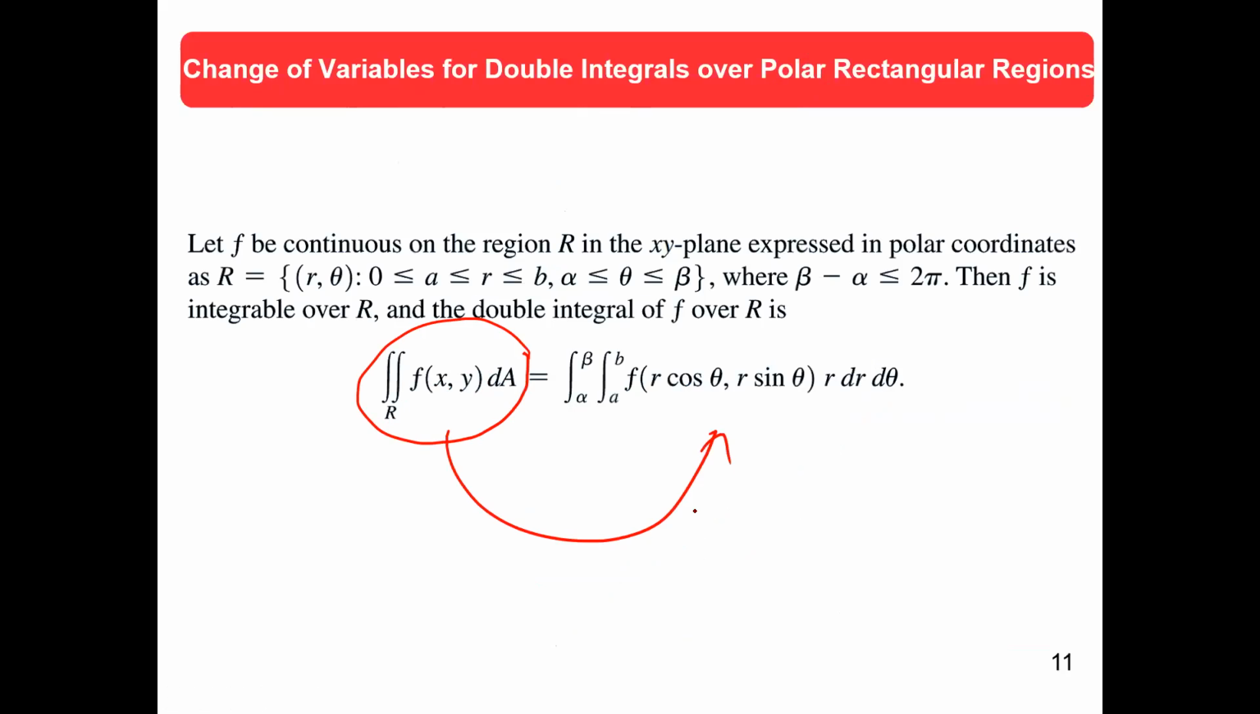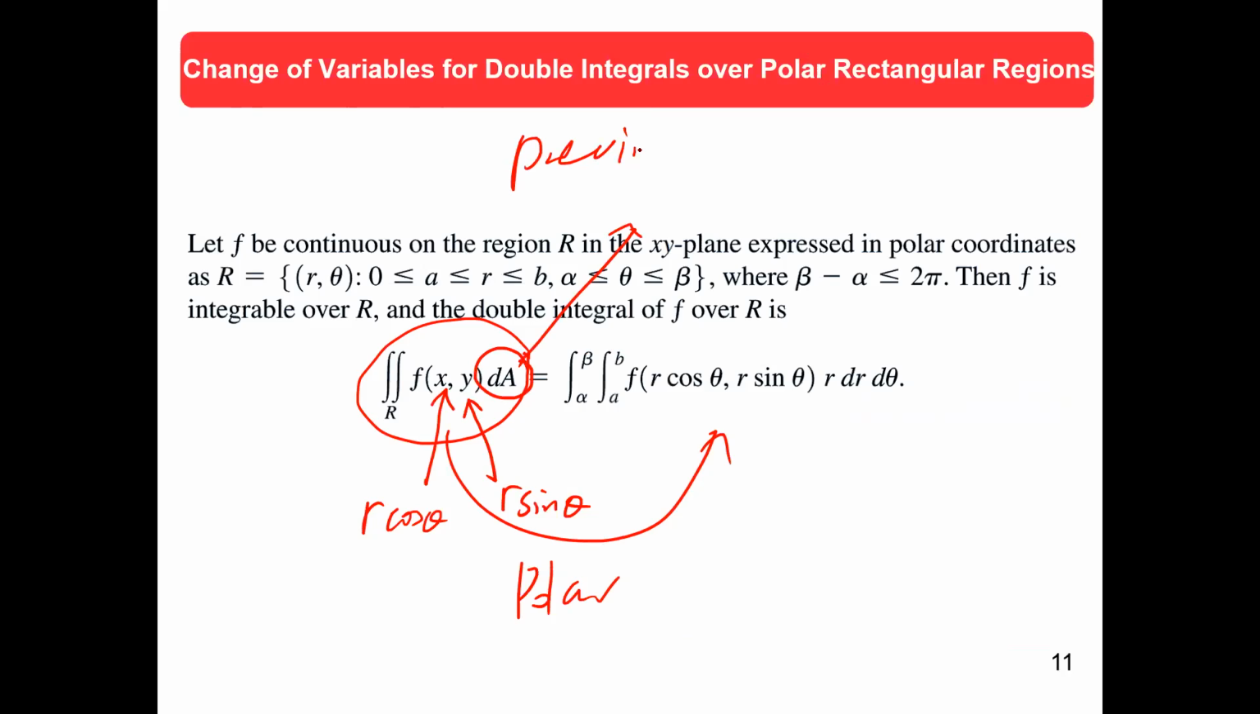If you change to polar, I can express x using r cosine theta very easily. I can express y using r sine theta, due to the transition. So the next question is, how do I express the dA, right? dA previously is either dx dy or dy dx using Cartesian. And now you have to transfer that into radius r and angle theta.